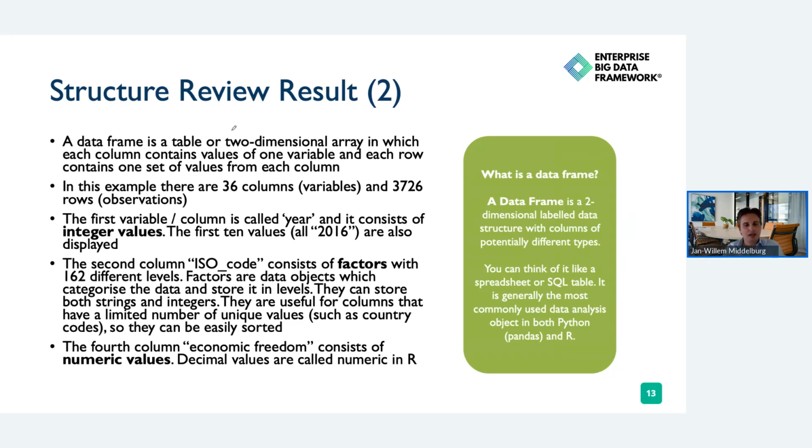3,726 rows. We saw that the years are listed as integers, and that 2016 is the first one. We saw factor variables, which are categorical variables of 162 different factors, and that economic freedom was considered a decimal or numeric value in this case in R. In the demo, which we're going to be doing next, I'm going to show you the exact same thing, but in a pandas data frame. The result is going to be exactly the same. This is also to show you that no matter which language you're using, the results will ultimately be exactly the same.